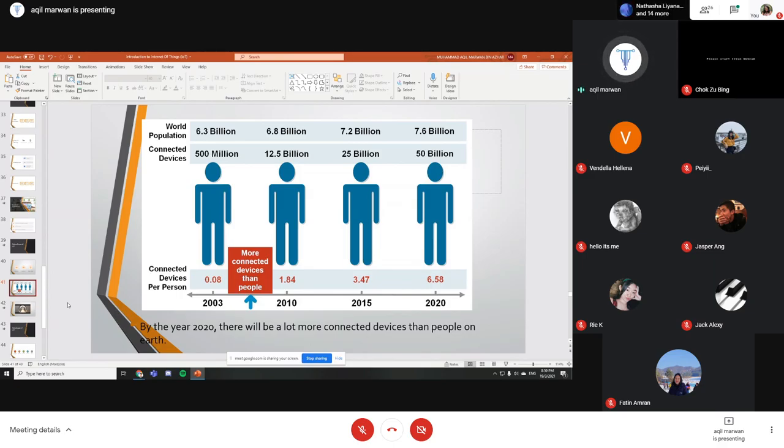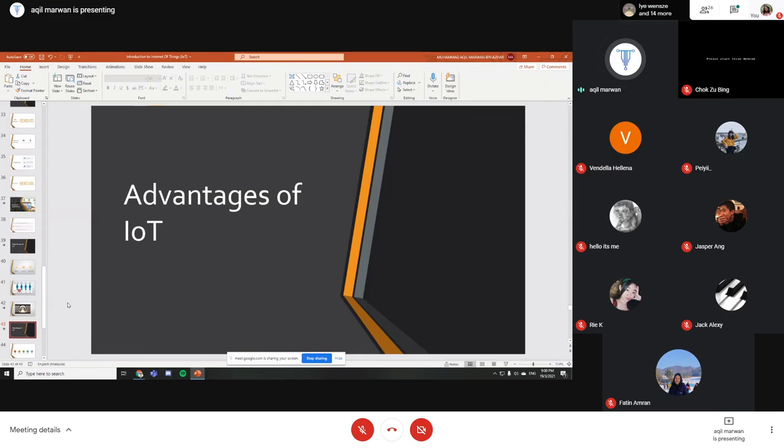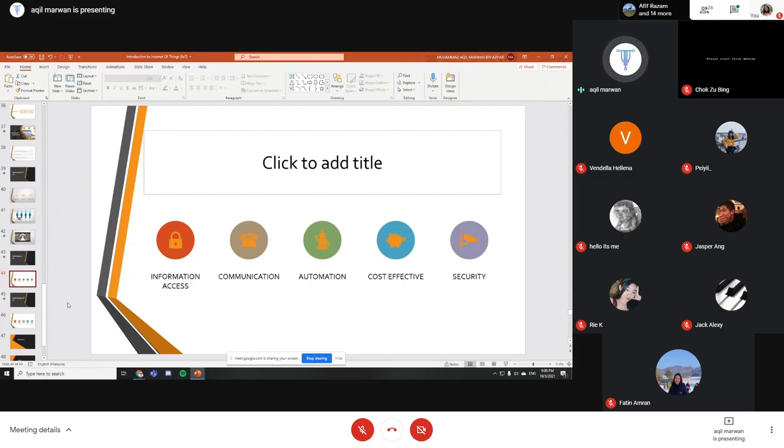From an individual's perspective, IoT offers excellent career opportunities. However, it requires you to have the necessary skills, which is going to be the key differentiator from everyone else. Right. So some of the advantages of IoT are information access, where you can get information pretty much anywhere within the application or software for specific devices, communication between one device and another within the internet connection, automation, cost effectiveness, and also security.